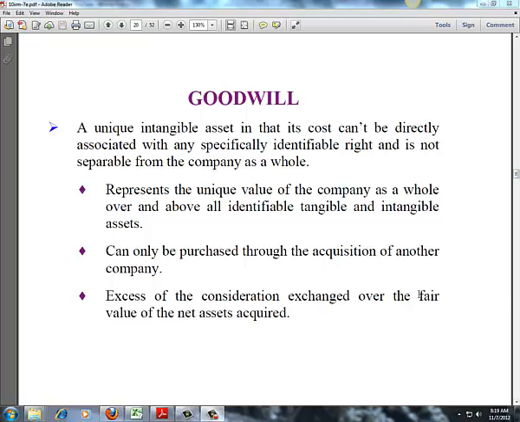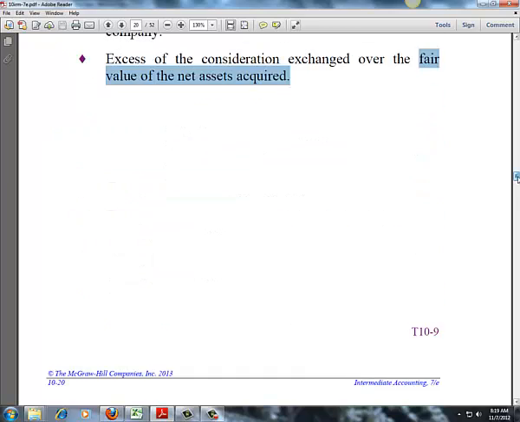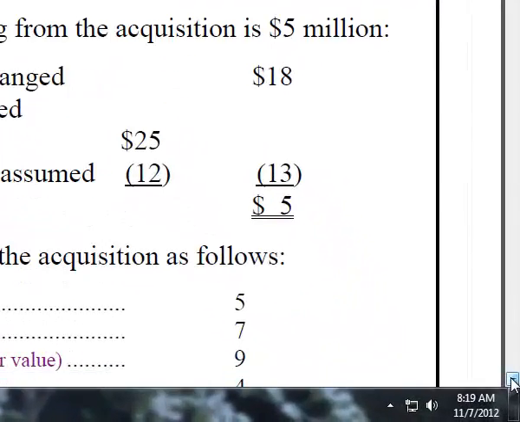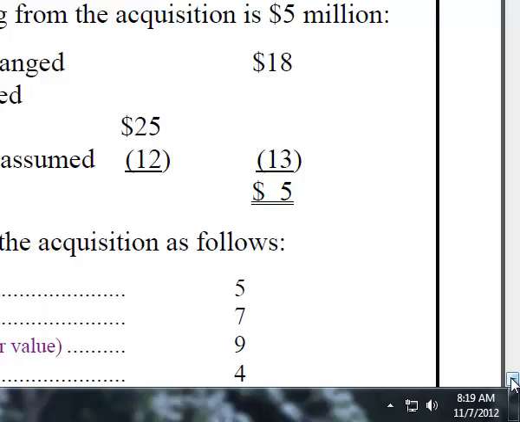And this part is very important to remember when you're going through and looking at it. Here's an example of that concept with Smithson Corporation acquiring all of the outstanding common stock of Ryder in exchange for $18 million in cash. So the purchase price is $18 million.